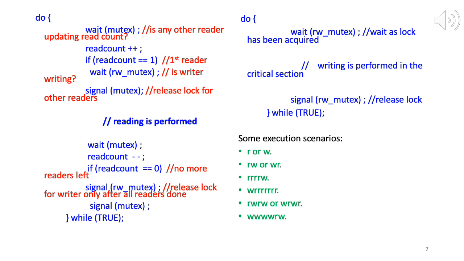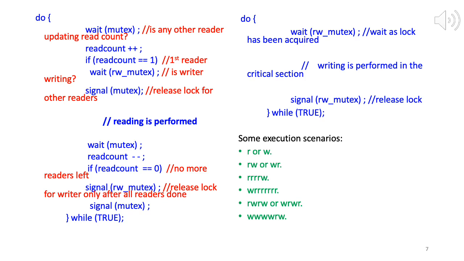Now the last reader, whichever one it is, is the one that will release the lock for any other waiting process. So what we are saying is, the first reader acquires the read write lock. Subsequent readers don't need to acquire the read write lock, they can directly read, no problem with that. And the last reader releases the read write lock, which can be acquired by other processes that may have been waiting.